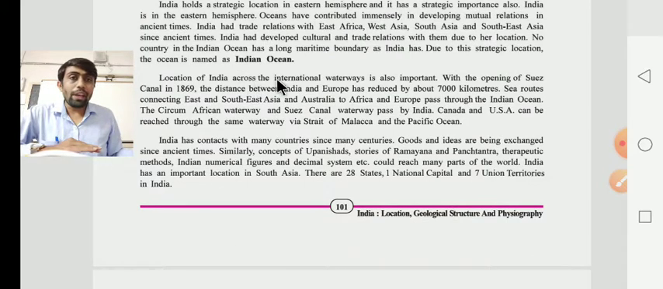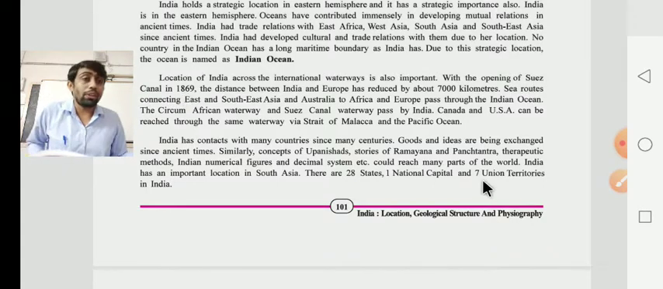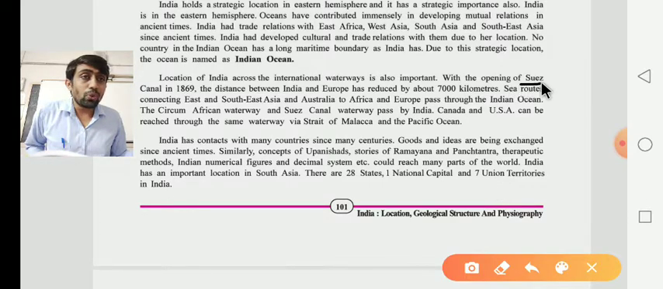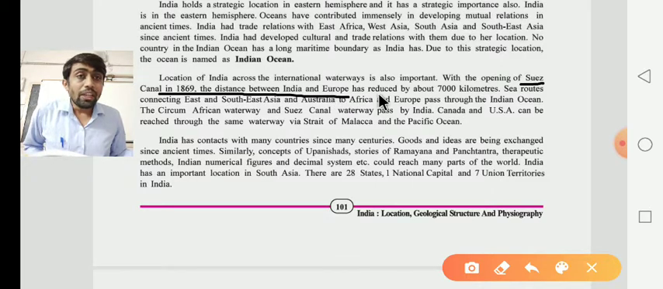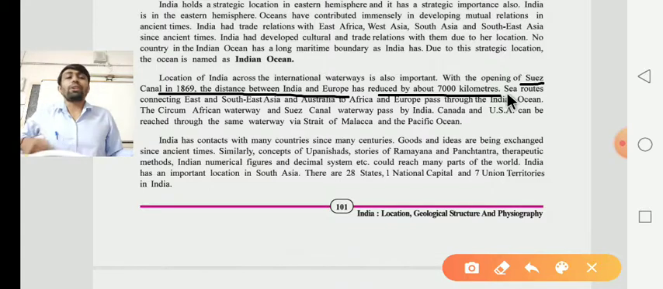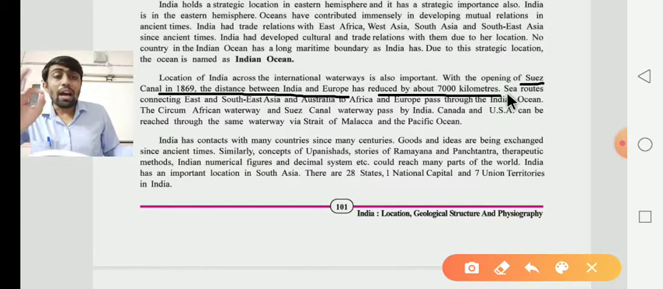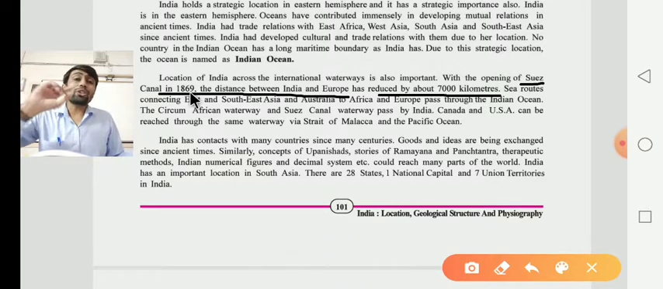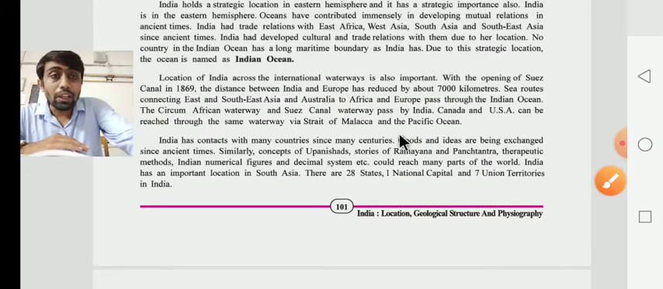Now the location of India across the international waterways is also important. With the opening of the Suez Canal in 1869, dear children, this is the most important thing, the distance between India and Europe was reduced by about 7,000 kilometers. What happened there? With the opening of which canal? The Suez Canal in 1869. The distance between India and Europe was reduced by how much? Nearly 7,000 kilometers.